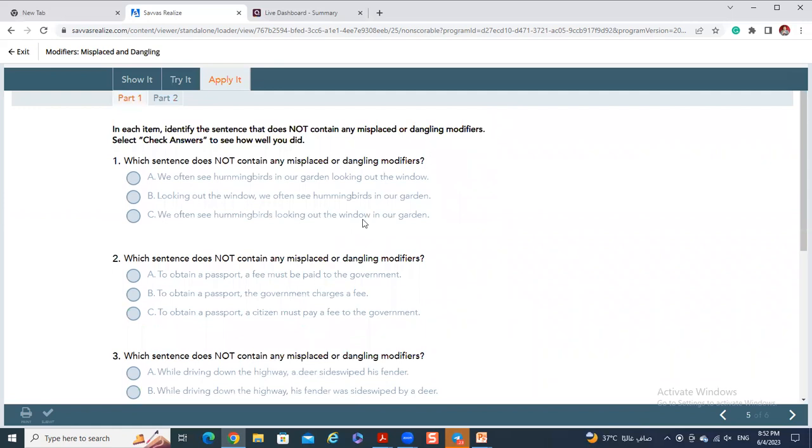Let's start again. Which sentence doesn't contain any misplaced or dangling modifier? Again, I need a sentence that doesn't have any problem in misplaced or dangling modifier. Who's there? I think Streamer Adam. Yeah.